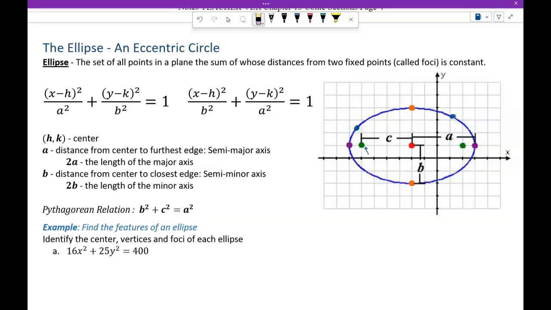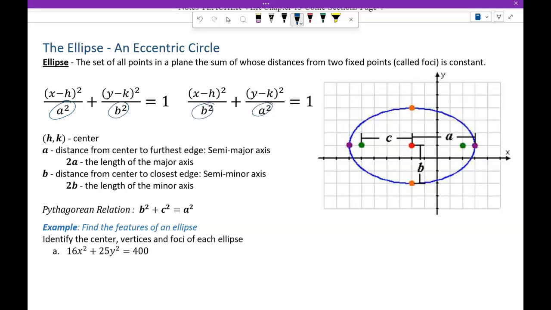Like with our circle, we have a center value. And the center is denoted the same way as with the circle, with the values h and k. Now notice here we have two different equations. We'll go into more detail about this, but the two different versions of the formula are very similar, and really the only difference is these denominators a and b.